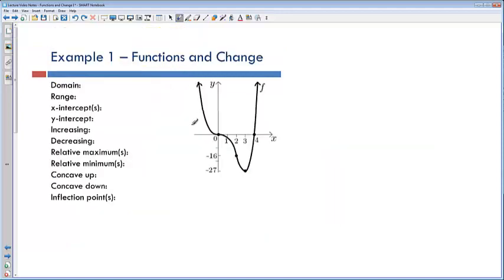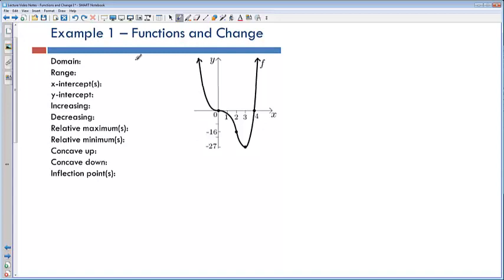So here on the first example, we just want to basically use this graph and answer these sort of questions over here: the domain, the range, intercepts, increasing, decreasing, any relative maxima or minima, concave up, concave down, and inflection points. So let's just review a little bit. And we'll use some colors here.